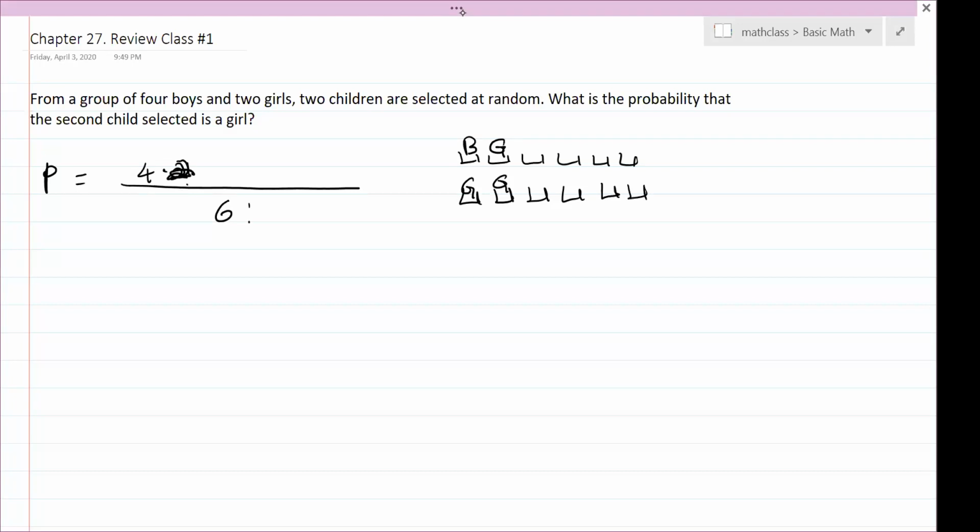Then for the remaining students, there are 4 chairs left and 4 students, so just 4 factorial. For the second pattern, think about that. I'll give you a chance.